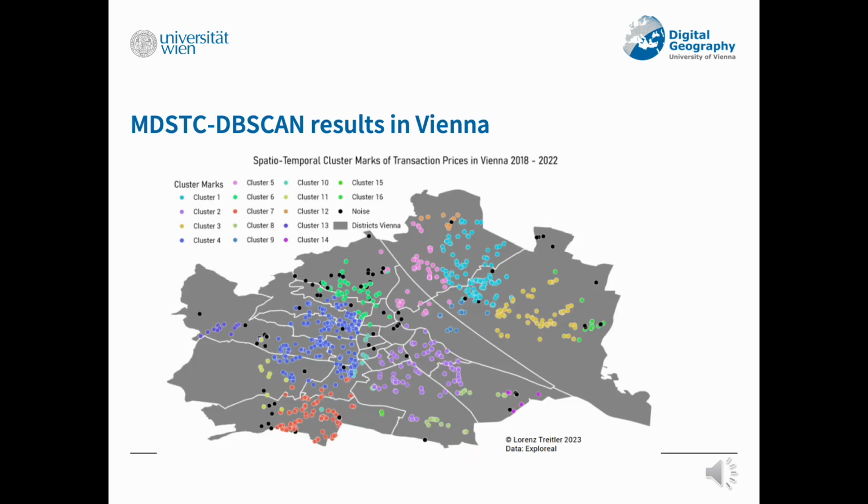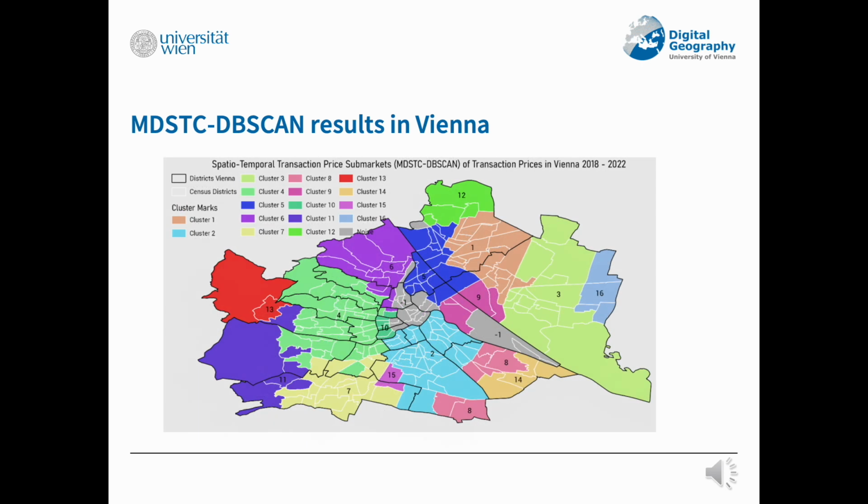This clustering algorithm was applied to the transaction prices of newly built apartments in Vienna, and here we can see the clustering results. Every cluster has a different color, and the black points represent noise. The clustering results have also been geoprocessed by census districts, which are the white lines you can see, in order to delineate submarket areas for Vienna.